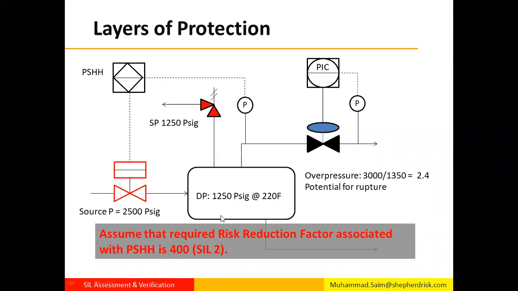Now assume that, and we make this assumption without making a detailed layer of protection analysis, assume that we associate a risk reduction factor of 400 to this PSHH. That is the SIL 2. So this function needs to be a SIL 2 with a risk reduction factor of 400. And we have to prove that throughout the life cycle of this facility, this risk reduction factor is maintained. That is, if the life of the facility is 20 years, throughout the 20 years, the PSHH will provide a risk reduction factor of 400.